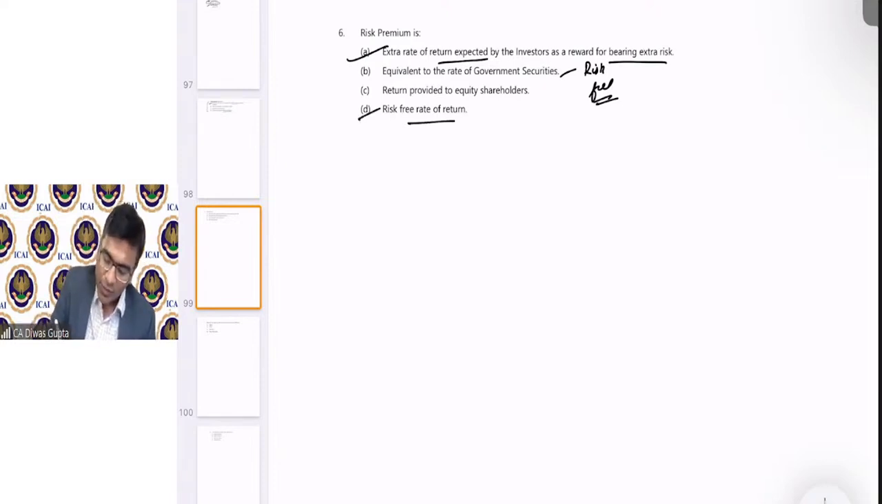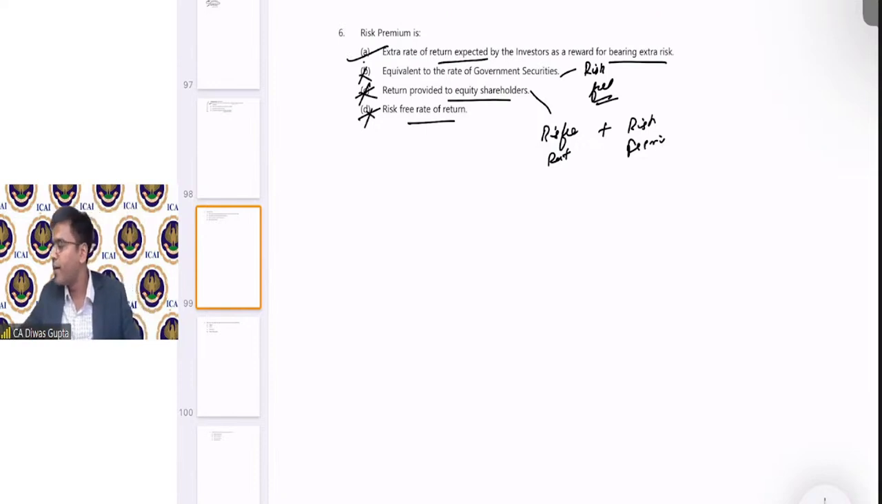It can't be. So return provided to equity shareholder is a combination of risk premium and risk-free rate of return. Correct. It is risk-free return plus risk premium. So this option also cannot be, hence the only option left is A. Perfect, Anumula Sai, A is the right answer. Mansha, yes, correct. Mohammed Abdul, A is right. Manjunath, A. Shailesh, A. This is perfect.